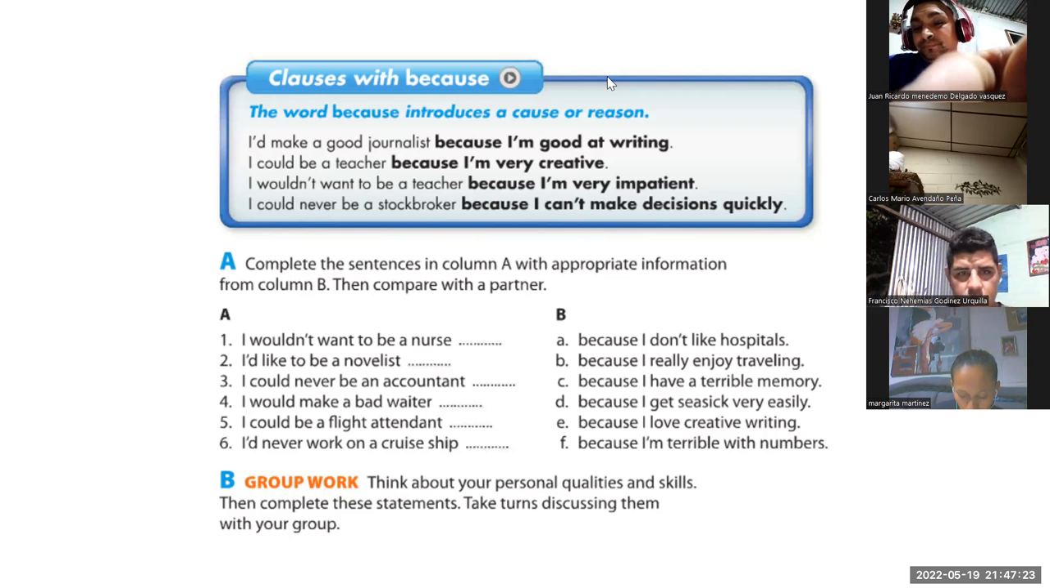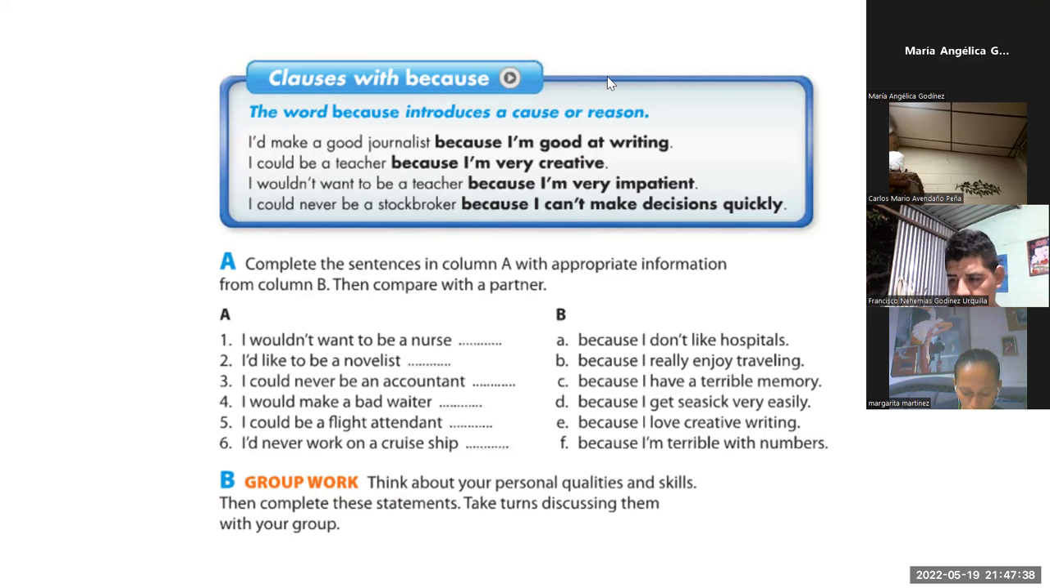I volunteer for number three. Me, teacher. Thank you so much. I could never be an accountant because I'm terrible with numbers. Excellent. Thank you so much. A volunteer for number four. I could be a bad waiter because I have a terrible memory. Okay, excellent. That is correct.